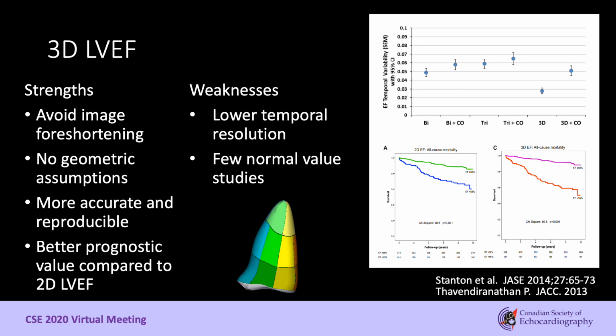Overall, to summarize, the advantages of 3D volumetric analysis is that it avoids image foreshortening because the entire ventricle is in the data set. There are no geometric assumptions made because all the walls are seen. As serial studies have shown, it is more accurate. And it also has better prognostic value compared to 2D LVEF. Now, part of the problem is that in patients with large hearts, the temporal resolution is much lower because of bigger data sets, though technological improvements should help with that. And we don't have large normal value studies available to date.